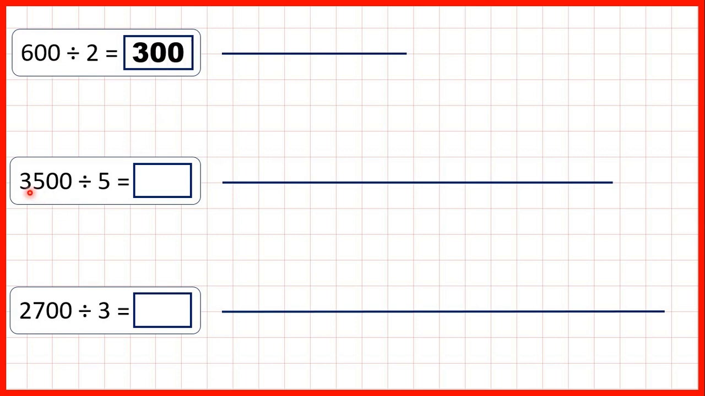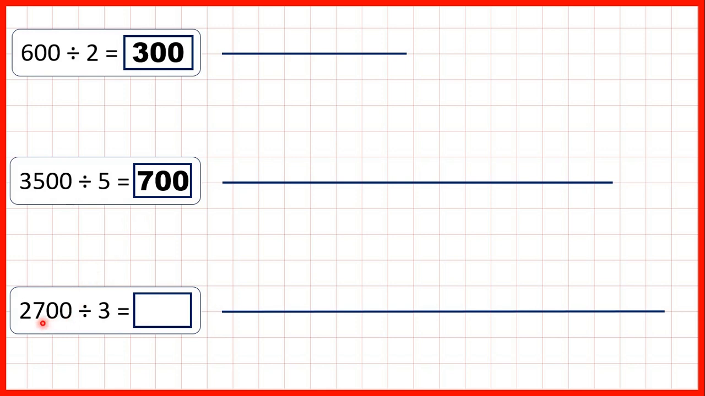Now we have 3,500 divided by 5. That's 700, because 35 divided by 5 is 7, and again, if we have two end zeros in the dividend, we need two end zeros in the quotient. And that makes sense, because in the number 3,500, we have 35 hundreds. So if we divide those 35 hundreds into 5 groups, we'll have 7 hundreds in each group.